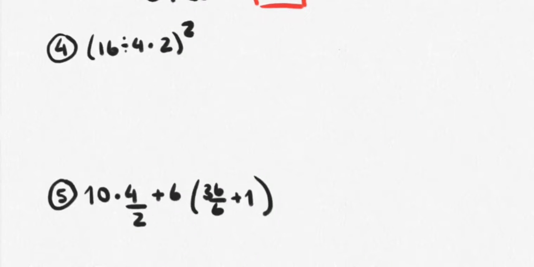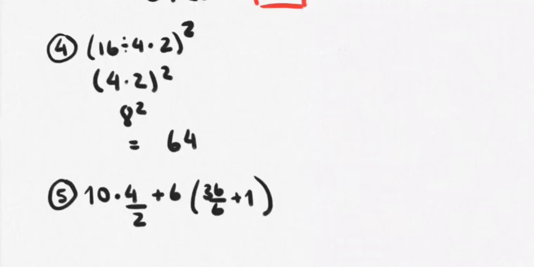For number 4, I'm going to take care of what's inside the parentheses first. There's divisions and multiplications, so I'm going to do it from left to right. 16 divided by 4 is 4 times 2 squared. 4 times 2 is 8 squared. You end up getting 64 as the simplified form of this expression.